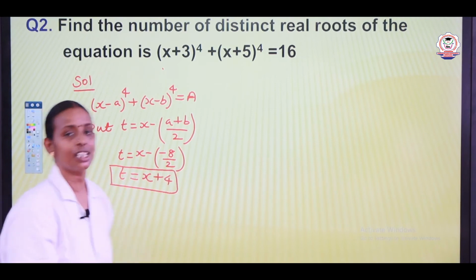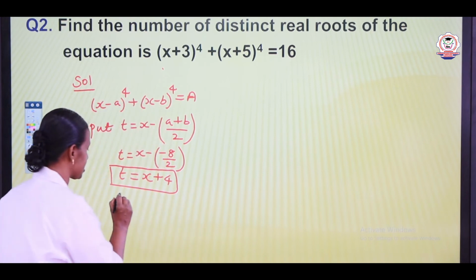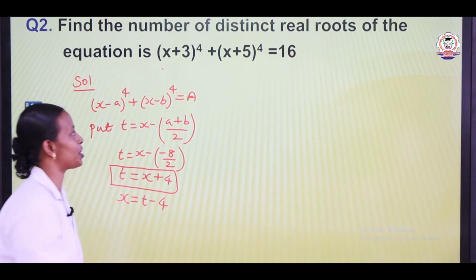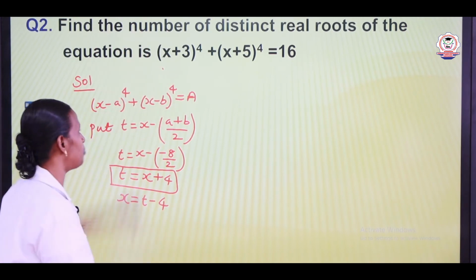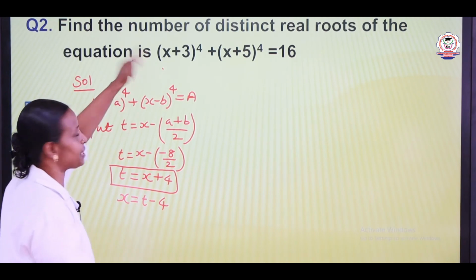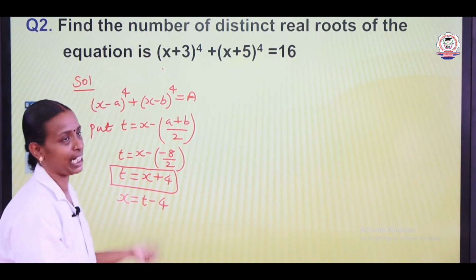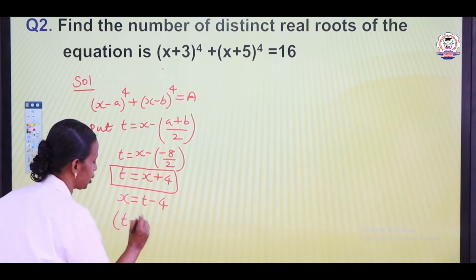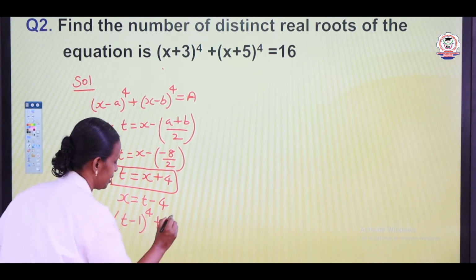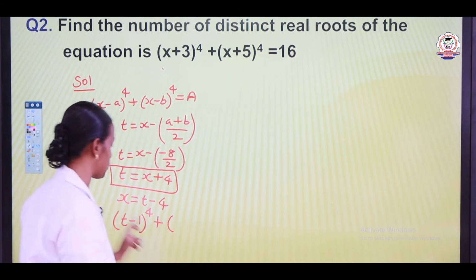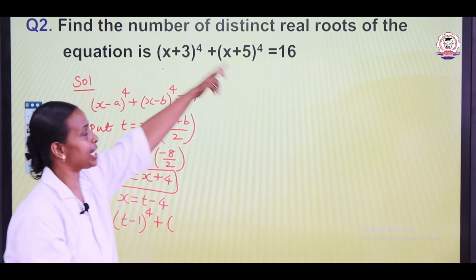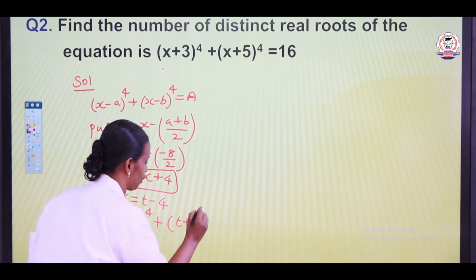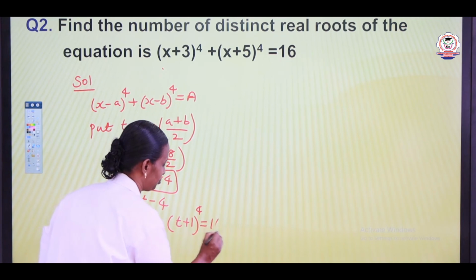From that you have to write what is your x value. So, x is nothing but t minus 4. So, using this in the given equation, the given equation will become (x plus 3) power 4. Instead of x, you have to substitute t minus 4. What will happen? (t minus 1) the whole to the power of 4 plus, instead of x, you have to substitute t minus 4. So, t minus 4 plus 5, which is nothing but what? (t plus 1) the whole to the power of 4 equal to 16.